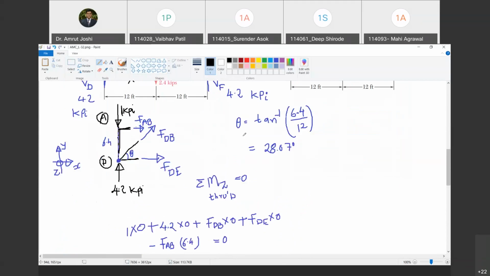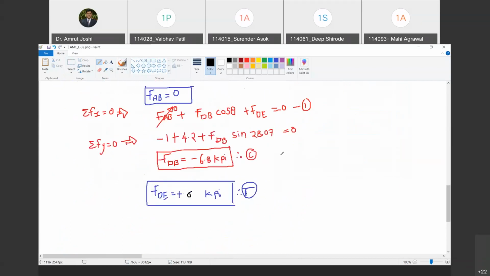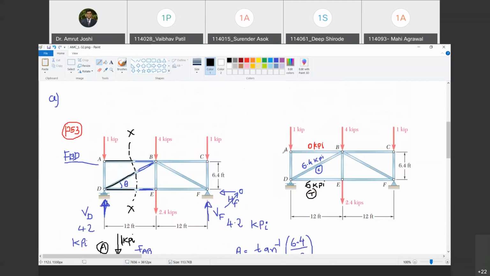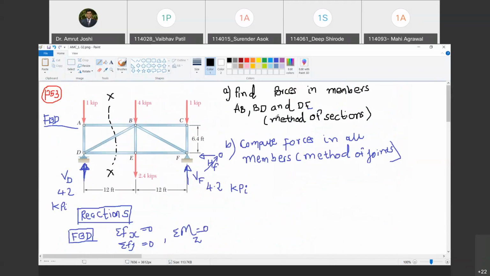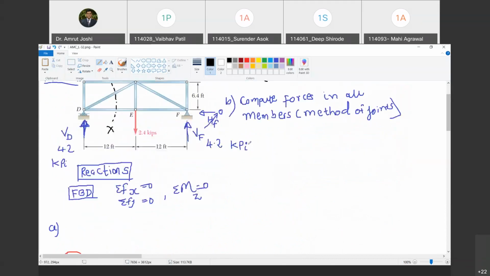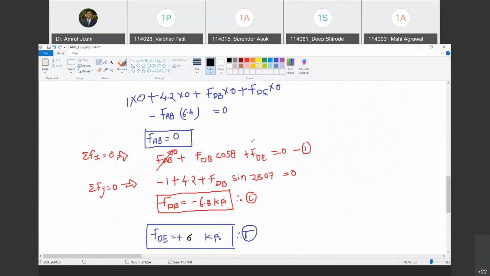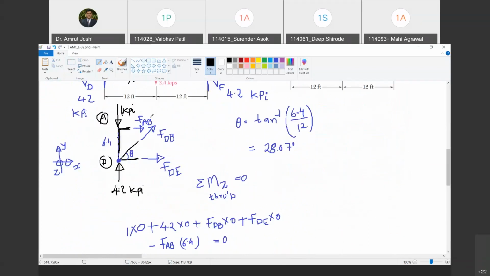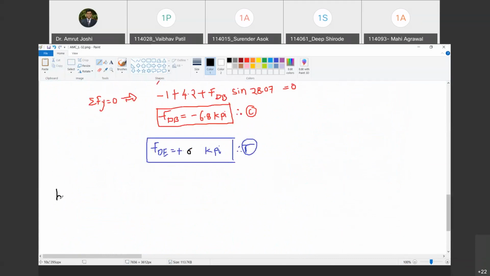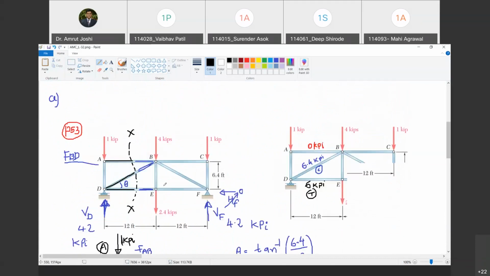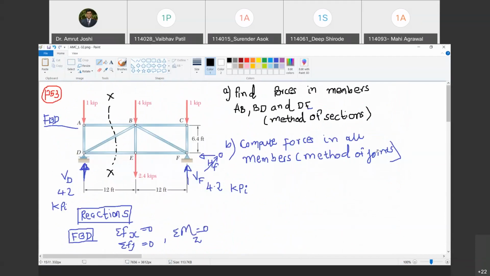That is done. Now we have found out forces in all the three members that were asked. So part A of the problem is over. Do you agree with me? Yes, sir. Now let us start with part B. In part B, we have to find out forces in all the members by using method of joint.